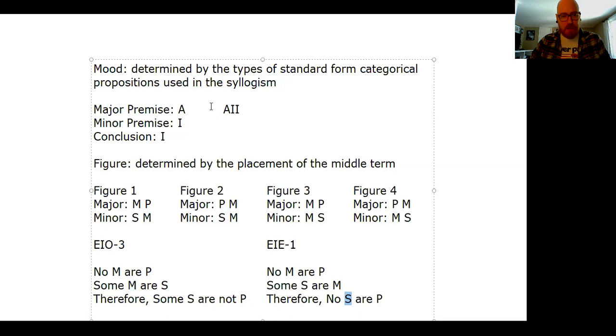Okay, so we've got 64 moods and 4 figures. And if you can just remember the distribution rules, that's very helpful in determining whether these syllogisms are valid or invalid. Since I've mentioned a couple of the rules, I'm just going to go ahead and give you all of the rules here. Rules for validity. One we've already mentioned.